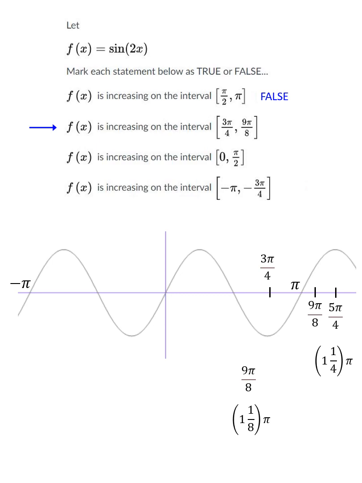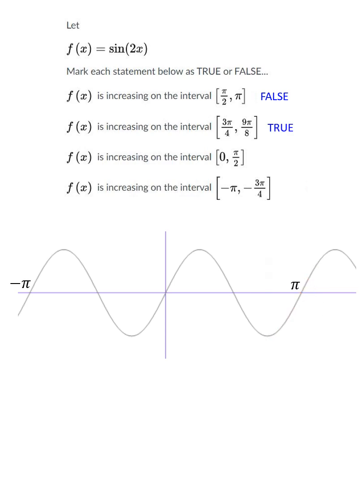And now that I know where 9 pi over 8 is, I can go back to the true-false question: is the function increasing on that interval? And yes, it is increasing on that entire interval, and therefore that statement is true.